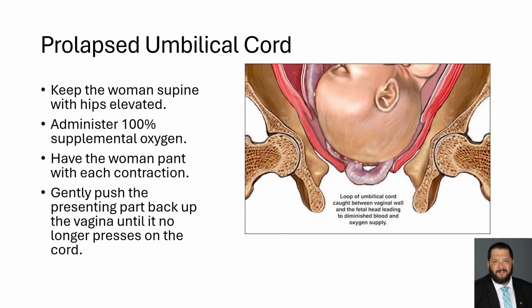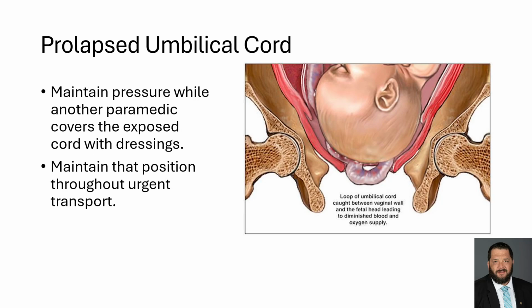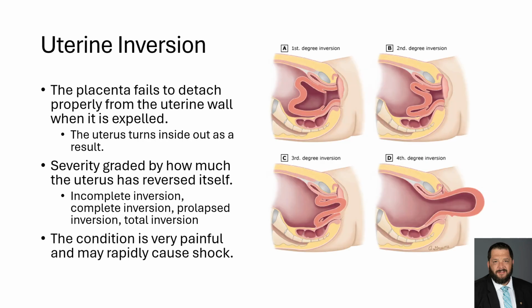For this case, keep the woman supine and the hips elevated, administer O2 to mom, and then have the woman pant with each contraction. Gently push the presenting part back up into the vagina until it no longer presses on the cord. The other option is to have your partner or another paramedic on scene slide a gloved finger in and create a space around the cord so the circulation can move through the cord. Maintain that position and transport emergent to the hospital.